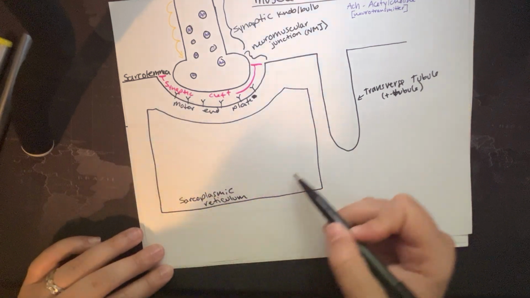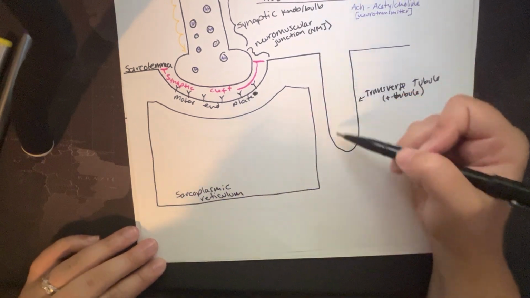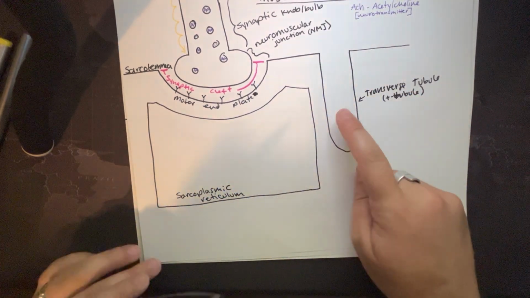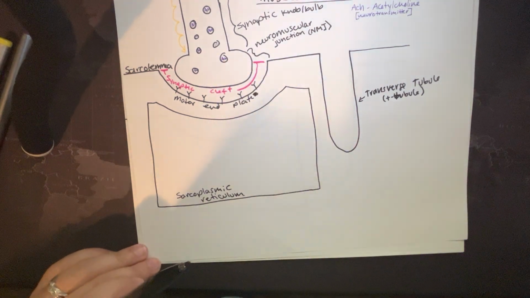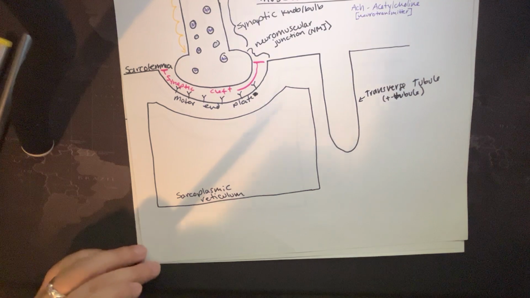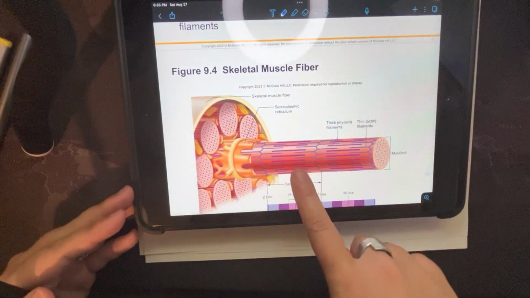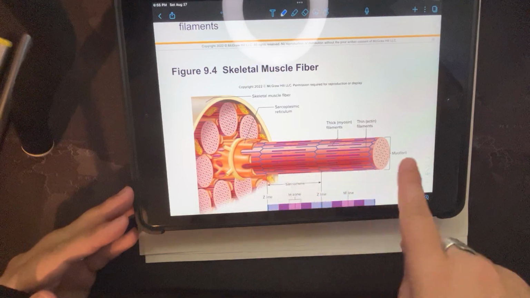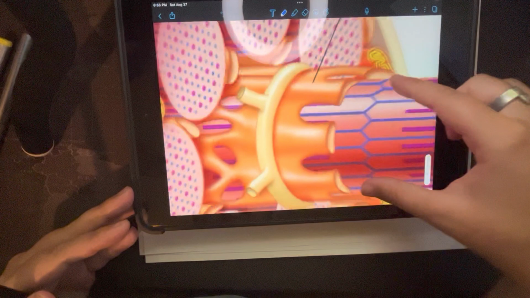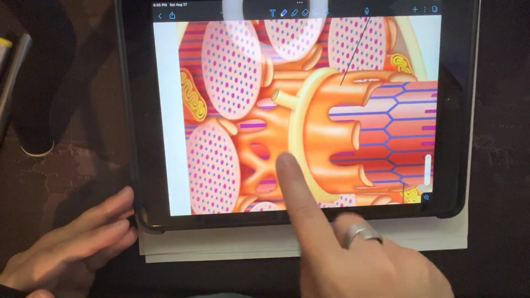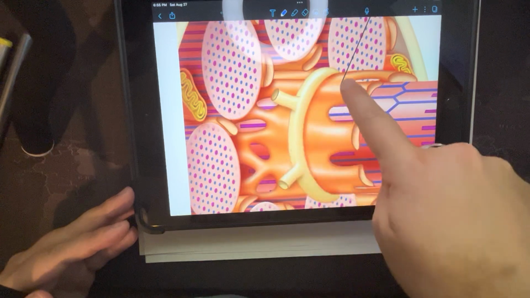So our sarcoplasmic reticulum here is going to hold a lot of our calcium. We know our T-tubule is going to help receive stimulation from the nervous tissue and send it where it needs to go. But once again, remember that our actual muscle fiber, our myofibril, looks like this with the striations.